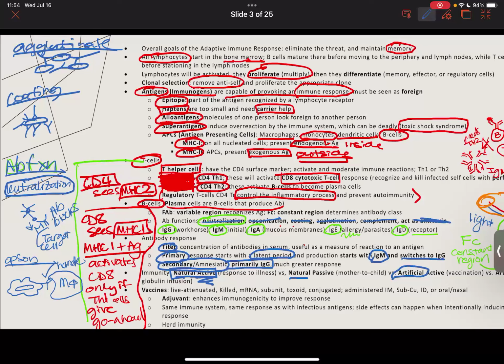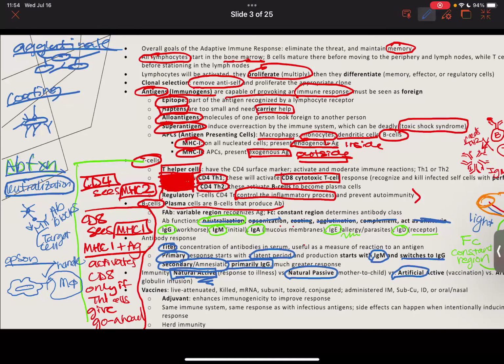Natural passive, taking the antibodies from somebody that made them naturally and naturally giving them to somebody else. So the best example we have here is mother to child during breastfeeding. In the colostrum, in the breast milk, you have mother's maternal antibodies that she made naturally to something that are getting passed to the baby naturally through nature. But the baby isn't making the antibodies, right? It's being supplied to the baby. So that's a passive immunity.